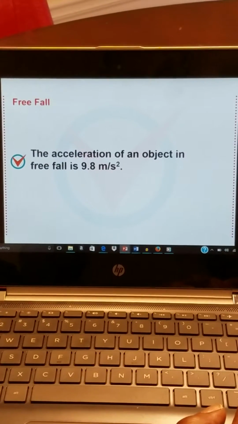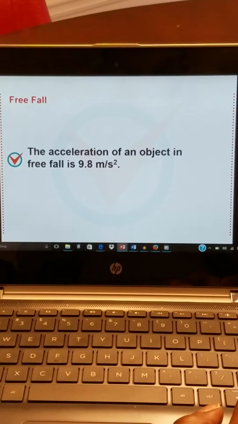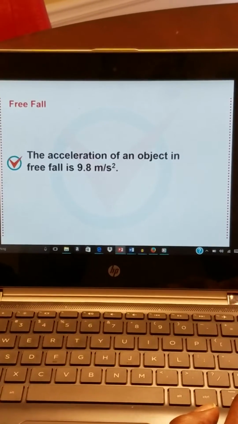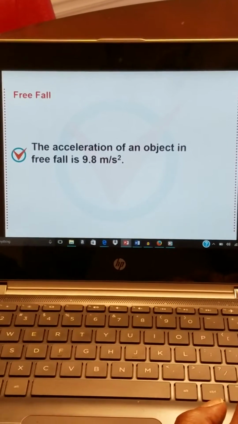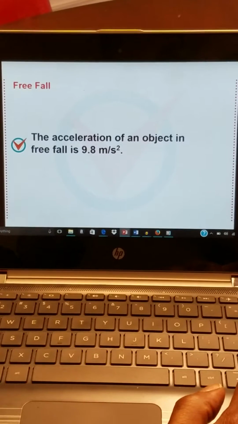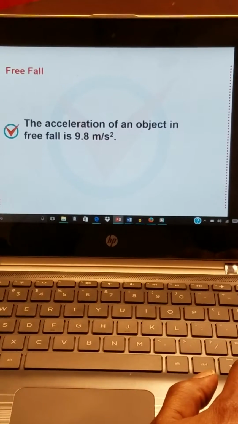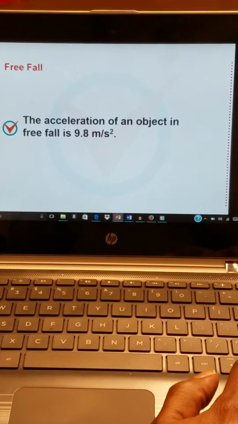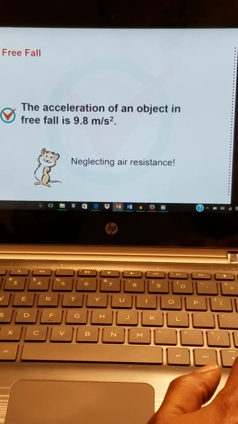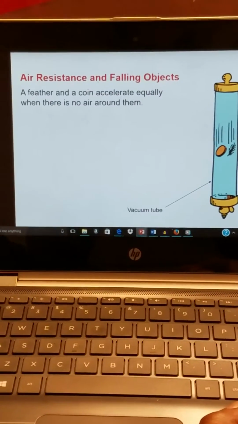The beauty of free fall is that any object falling near the surface of the earth, whether small, like a small rock, or large, like an elephant, has the same rate of acceleration, which is 9.8 meters per second squared. That means if you start falling, you're falling at this rate. If the elephant falls, it falls at the same rate of 9.8 meters per second squared. And that's if we neglect air resistance.